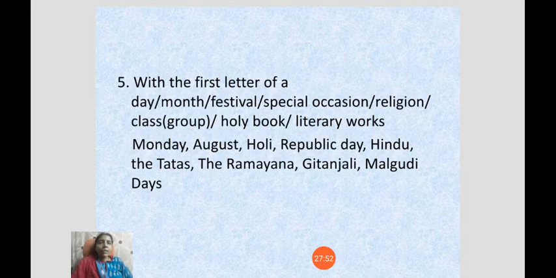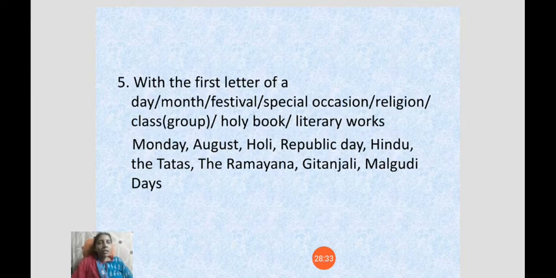Now this needs some explanation. Class or group. The Tatas. Tatas is a group of people of the Tata. Tata family we can say. So it's a group of people. So that's why T is capital, Tatas. Now holy books, the Ramayana, the Mahabharata, the Quran, the Bible. So all these books should be in capital.